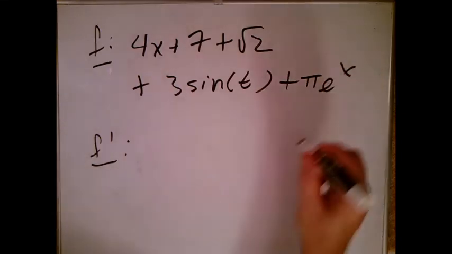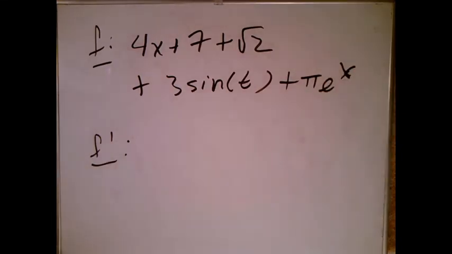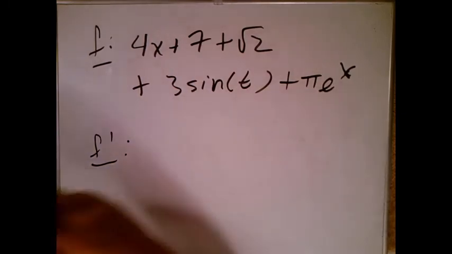All right, pause the video a second, see how you would do it. Welcome back. How am I going to do all this? Well, we should recognize that we've already taken the derivative of 4x plus 7 and the square root of 2 and 3 sine of t and pi e to the x. We're just adding them all together.